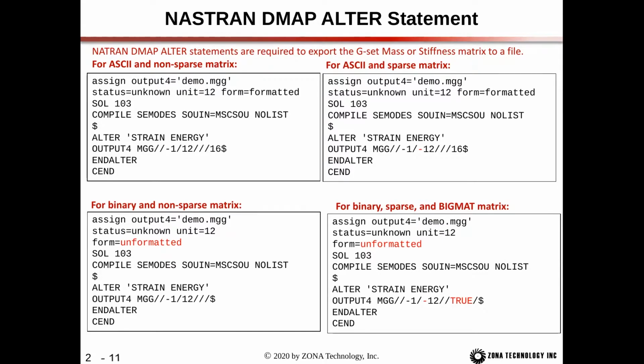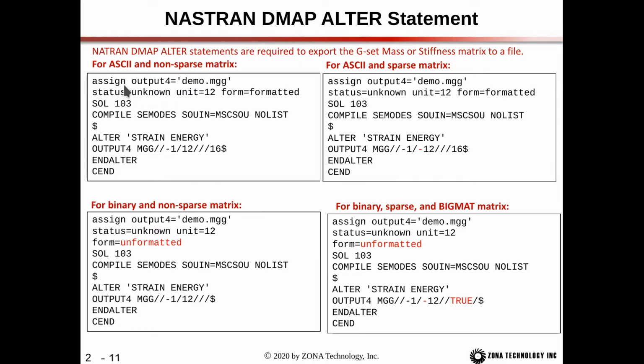Next, we have the Nastran DMAP alter cards that you can use in Nastran to generate these files. So here we're exporting the mass or stiffness matrices to a file, for the ASCII and non-sparse matrix, and now here we're showing the MGG. I would recommend for the MGG to use the sparse. Oh yeah, right. Actually, it doesn't matter because the output 4 format is kind of a sparse format. So for the MGG, you can use either the non-sparse or the sparse, and it'll work just fine.